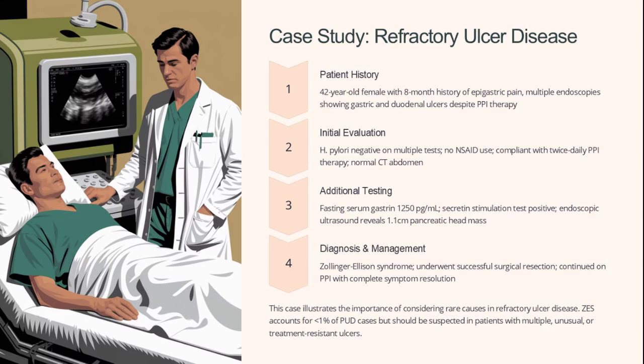Another case study focuses on refractory ulcer disease, emphasizing the need for persistent evaluation and management. Despite multiple endoscopies and negative H. pylori tests, continued PPI therapy led to symptom resolution. This case illustrates the importance of considering rare causes and maintaining a thorough approach to treatment.